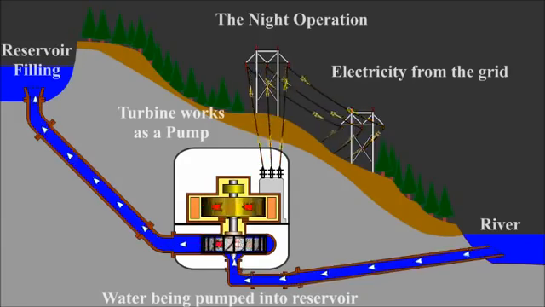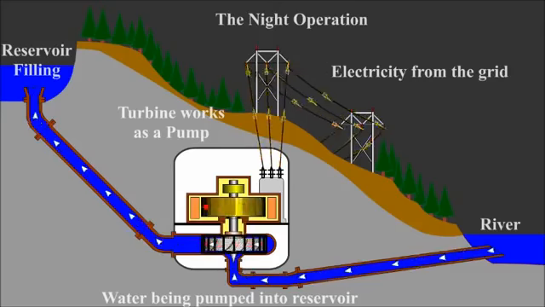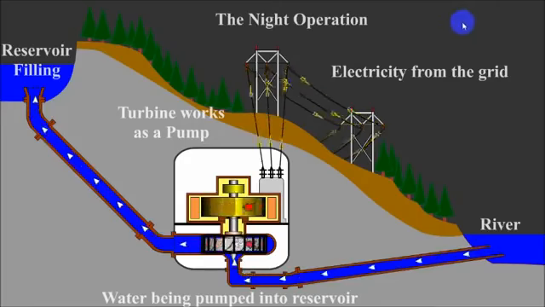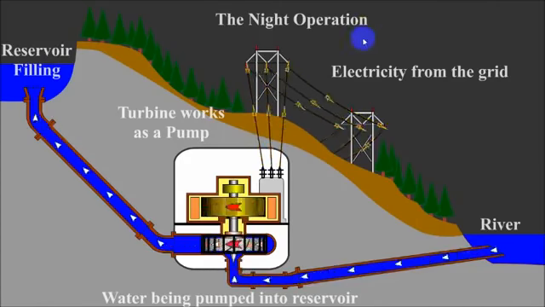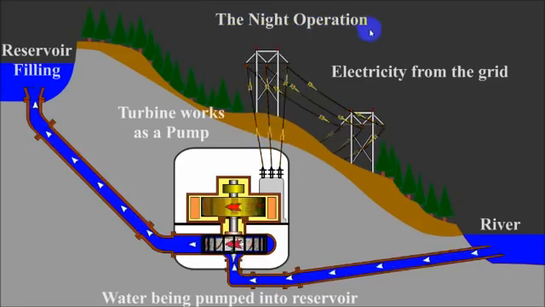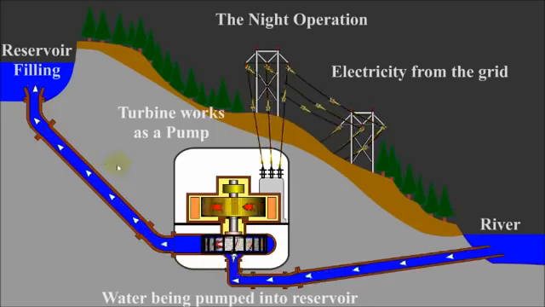However, in pumped storage systems it flows in both directions. During the night the water is pumped to high elevation, and in the daytime it is allowed to flow, by passing through the turbine, to the low elevation. As you can see in this animation representing the night operation, the water is being pumped to the high elevation lake by a Francis turbine.